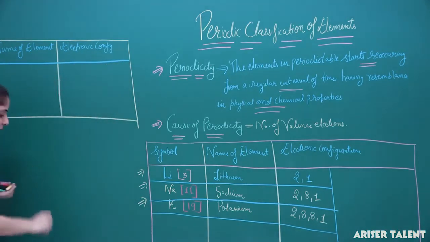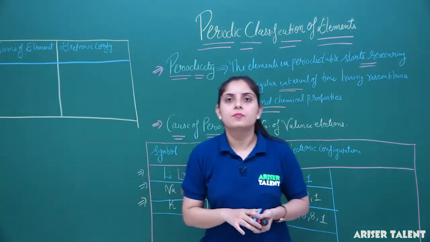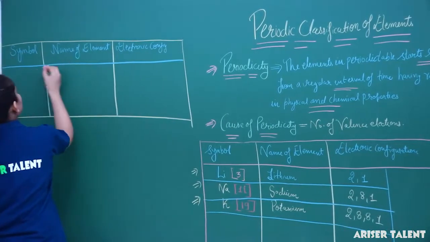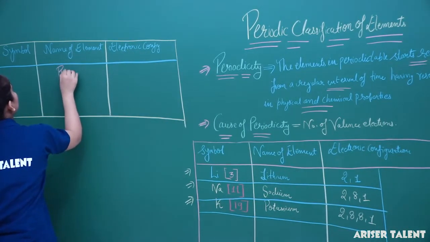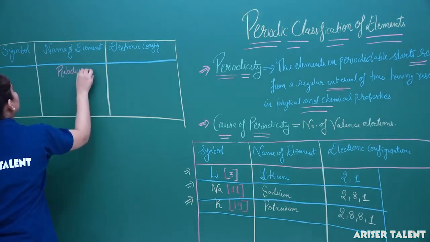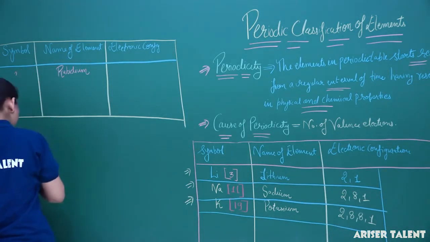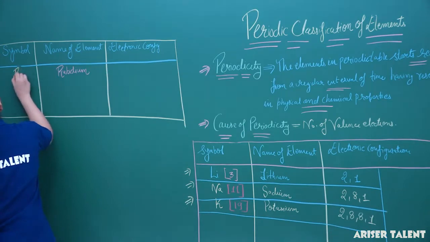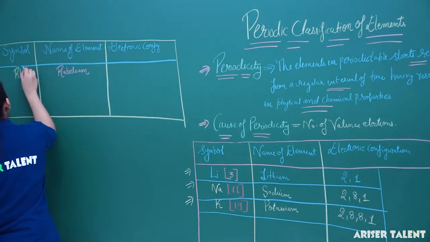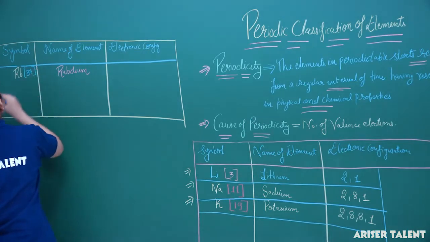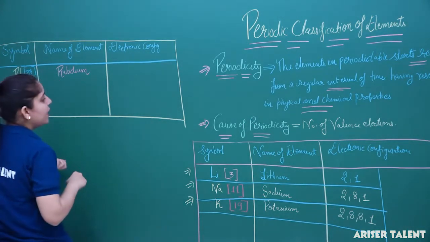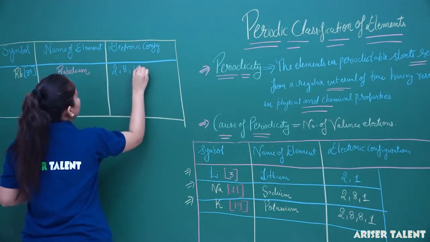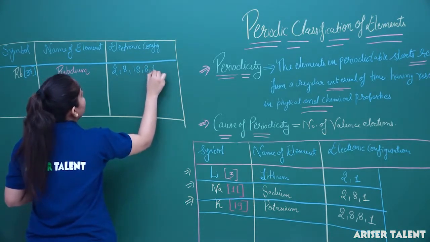Now, let us consider a few more elements here. Suppose the element I am considering here will be rubidium. Here we can write the symbol as Rb, having atomic number 37. So, we can write the electronic configuration for such an element like 2, 8, 18, 8, 1.